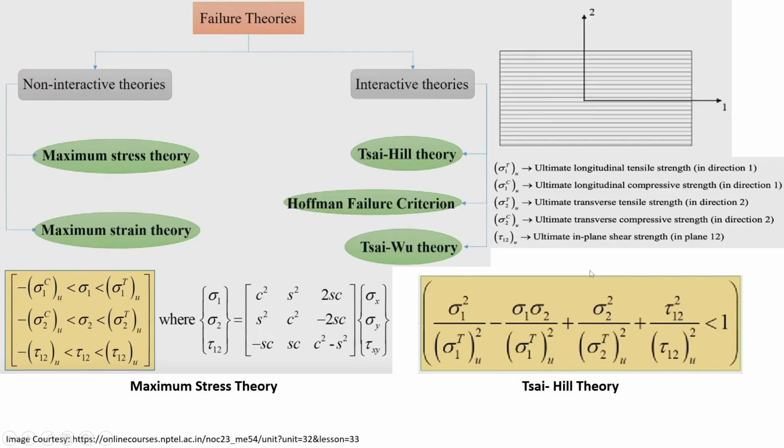Now, failure theories. There are two types of failure theories, non-interactive theories and interactive theories. Non-interactive theories include the maximum stress theory and maximum strain theory, whereas interactive theories include Tsai-Hill theory, Hoffman failure criteria, and Tsai-Wu theory. Non-interactive means when we are only studying a single parameter, and each of these parameters is not considered with each other. And interactive theories are when the whole failure depends on more than one parameter, such as it depends on stress also, strain also, shear also. At that time come the interactive theories.